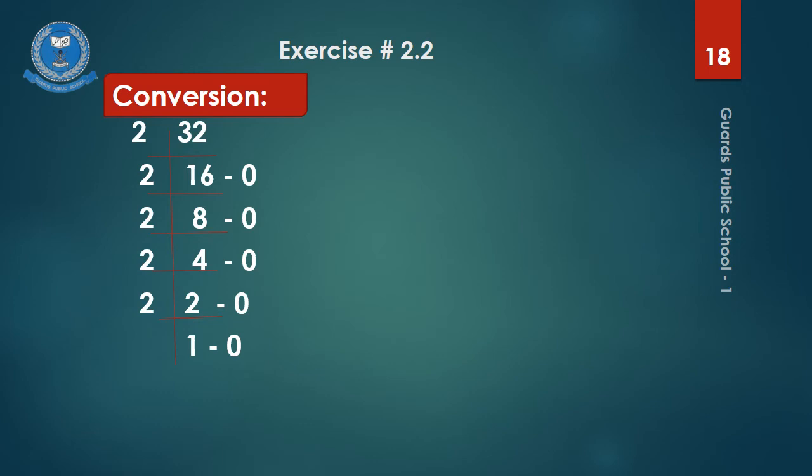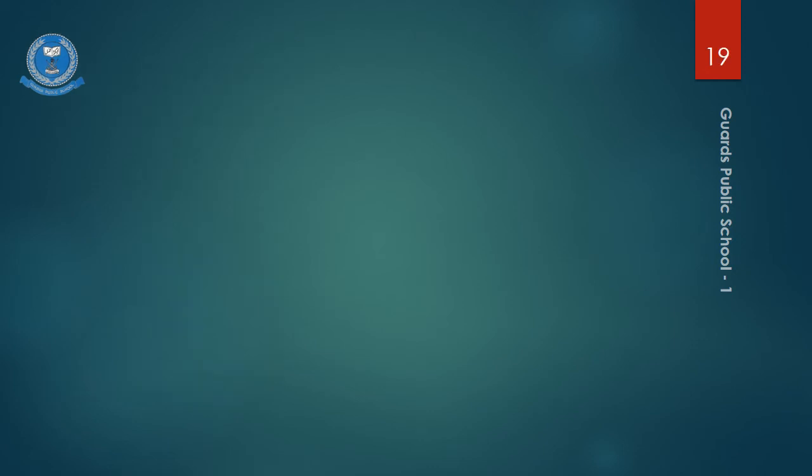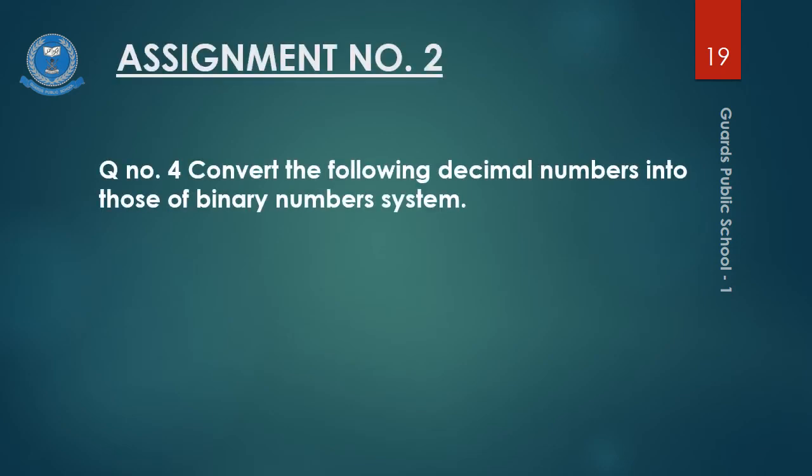Now we will write the answer in the direction of the arrows. So we get 1, 0, 0, 0, 0, 0 with base 2, and that will be our answer. It means that the decimal number 32 is equivalent to 100000 with base 2. I hope you have understood how to convert decimal numbers to binary numbers.